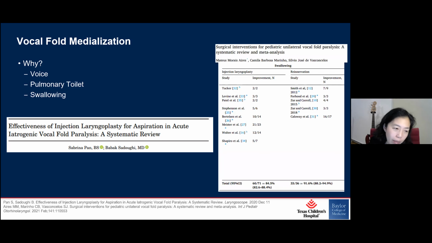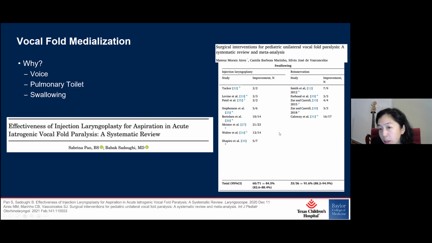But more to come on that. Again, we're just trying to help out our pulmonary colleagues here. This was a systematic review of augmentation in adults and the impact on aspiration. Babak Sadoki did this systematic review, which suggests that, at least in adults, early augmentation seems to help. Again, the question is, does it help in kids?